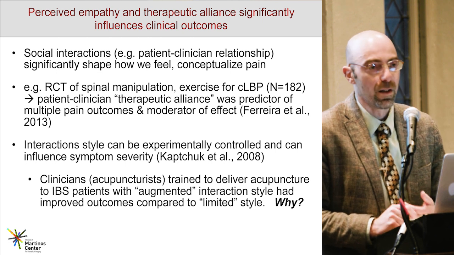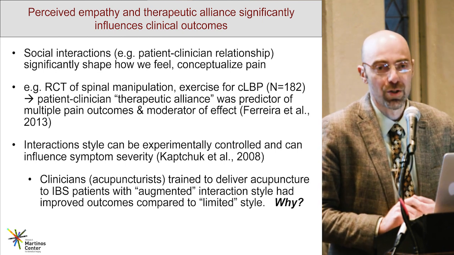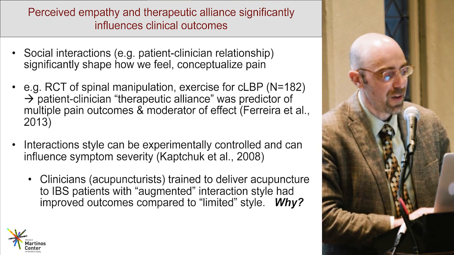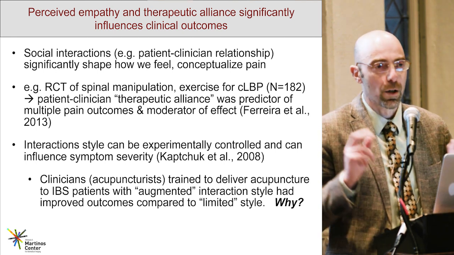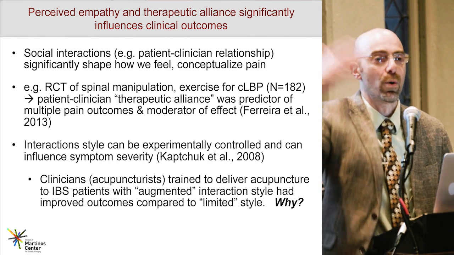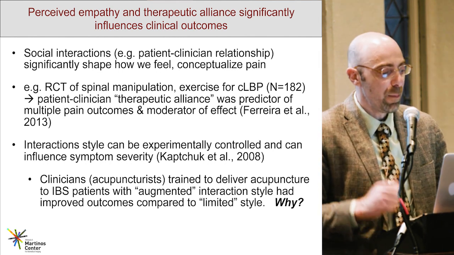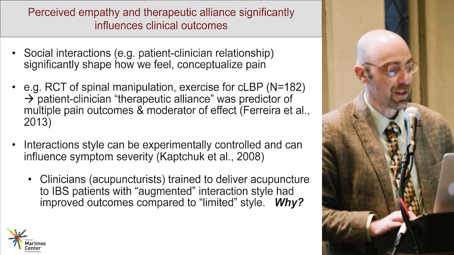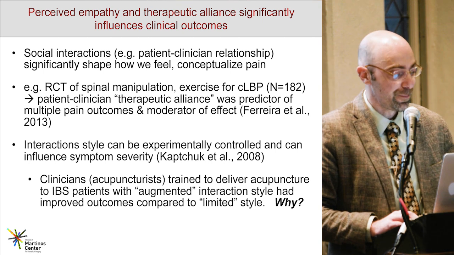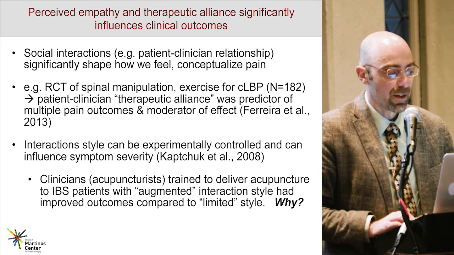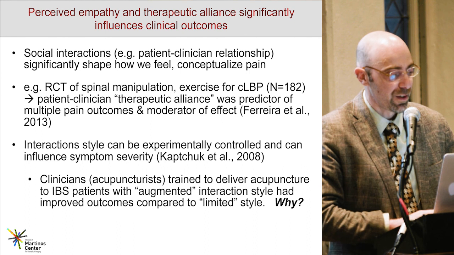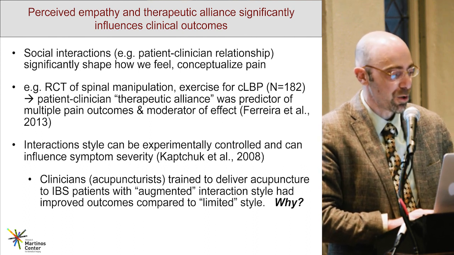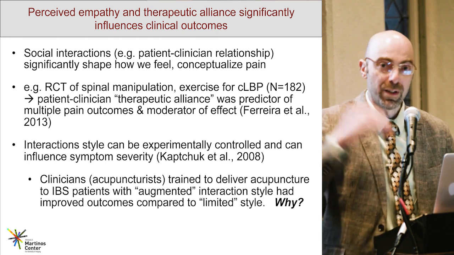So there was a recent RCT, in this case of spinal manipulation and exercise for chronic low back pain, a very large study, and this study found that patients' ratings of therapeutic alliance, which is basically their rapport with their clinician, was a major predictor of multiple pain outcomes and was a moderator effect. So this is an important component of all of our therapies. And the interaction style can also be experimentally controlled. So these are studies that were done in an irritable bowel syndrome RCT by Ted Kaptchuk's group, where they actually controlled the interaction style.